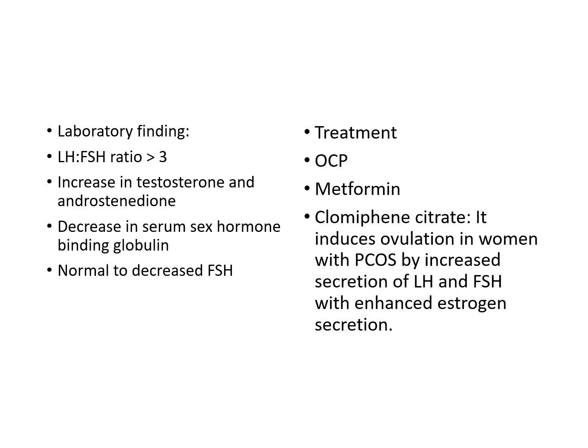Lab findings in polycystic ovarian syndrome include the LH-FSH ratio of more than 3, increase in testosterone and androstenedione, decrease in serum sex hormone binding globulin, and normal to decreased FSH level. The treatment includes oral contraceptive pill, metformin, and clomiphene citrate.